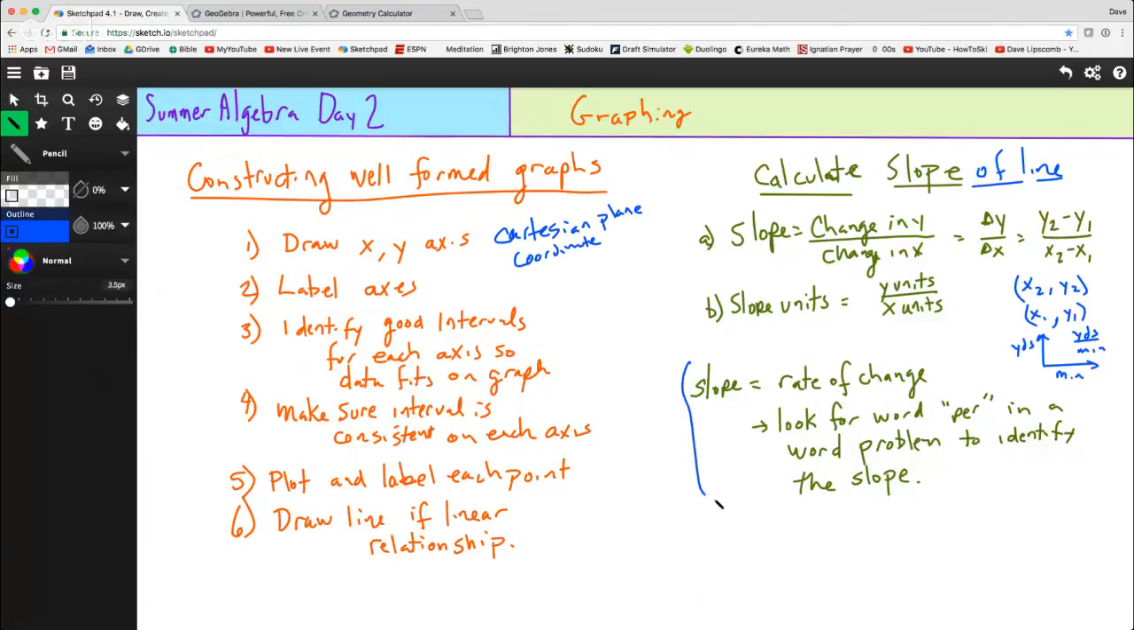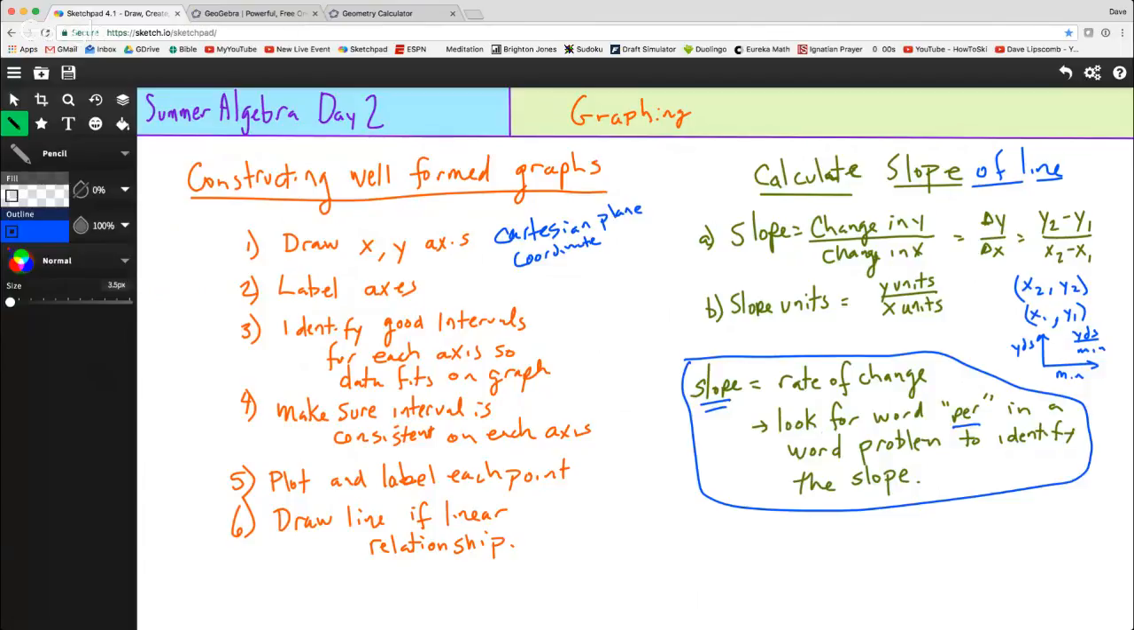And then just a note that we're not going to really get to today, but we'll get into over the course of the next few days, is that when we talk about the slope and the rate of change, and we're talking about a word problem, and we're looking for the key that will give us that rate of change. If we find that word per, like miles per hour or dollars per day, that's also going to identify our slope. But let's put a pin in this one and come back to it later.